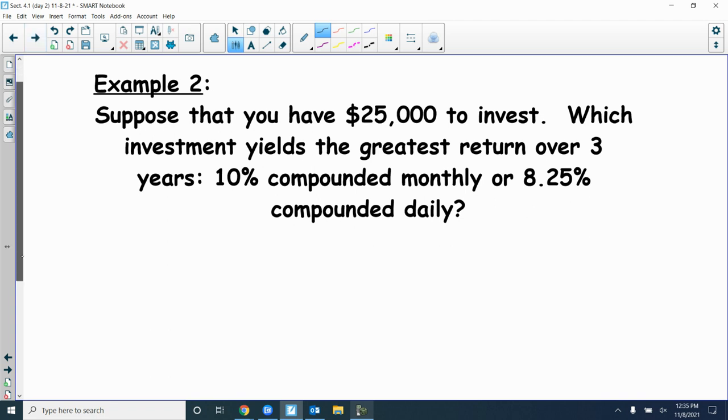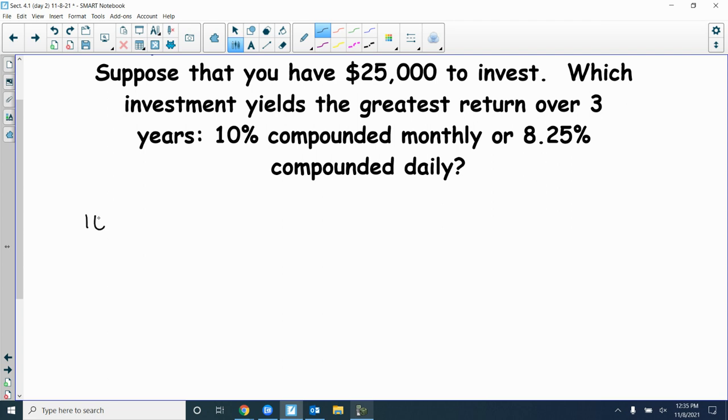So for the first one, you got 10% since it's monthly, n equals 12. The other one is 8.25%, n equals 365. You always use that for daily. You don't say it's a leap year and make it 366, just 365. So it's always going to be that for daily.